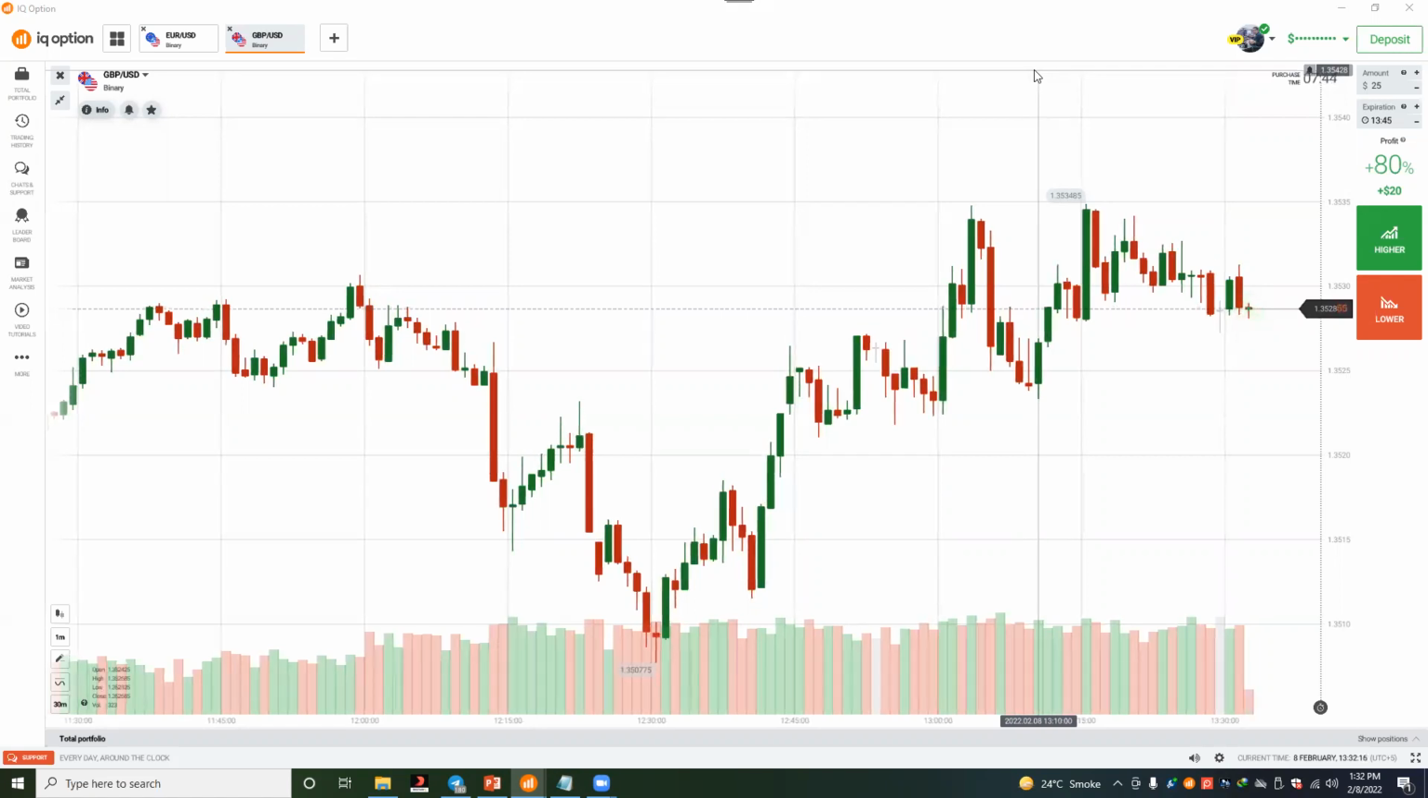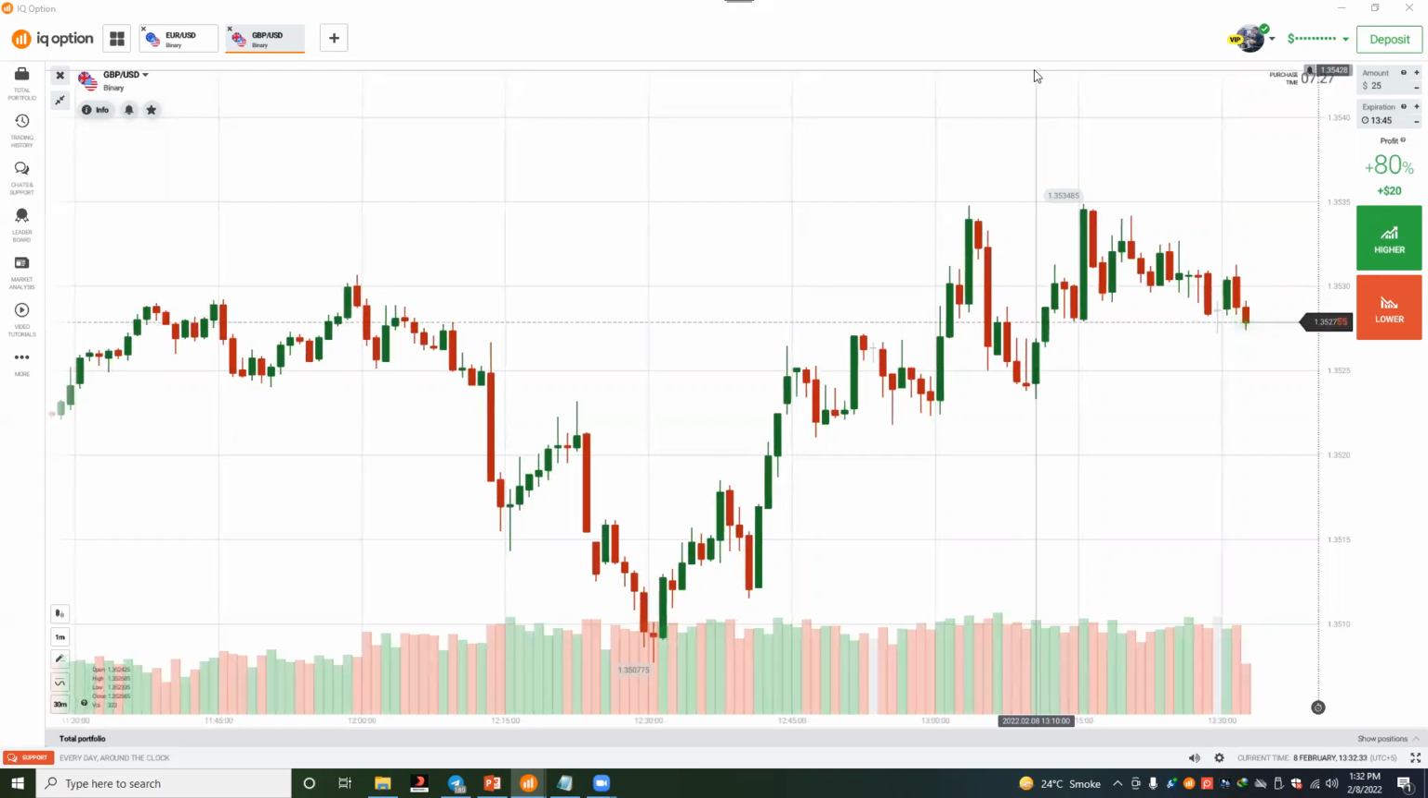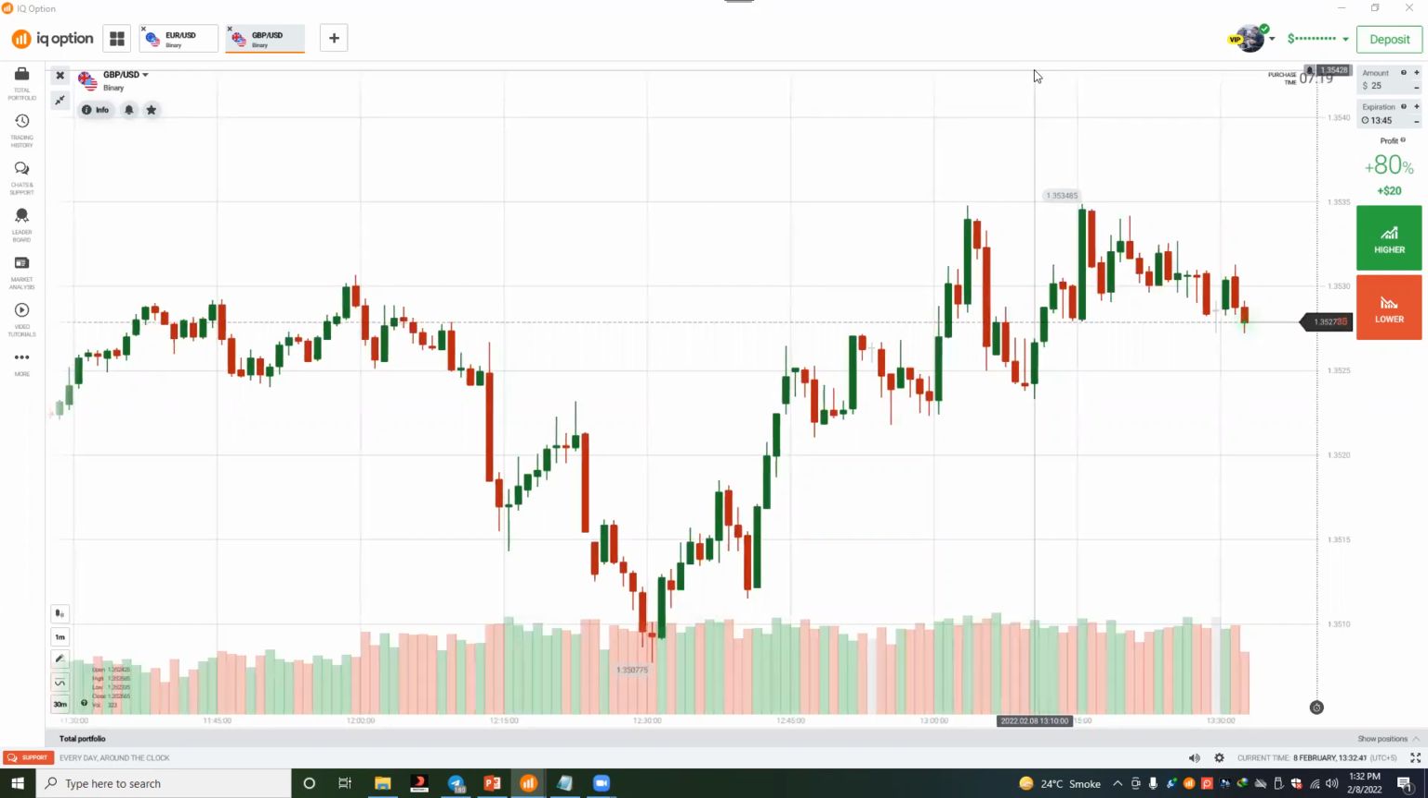That reversal strategy is based on the 5-minute expiry time. That reversal strategy is based on the wave analysis. To understand the waves in the chart, the impulse waves, correction waves, this strategy is totally based on these impulse and correction waves.